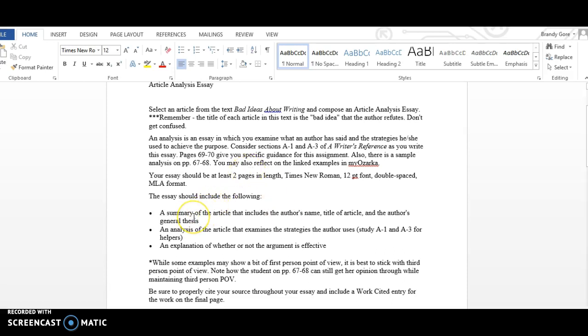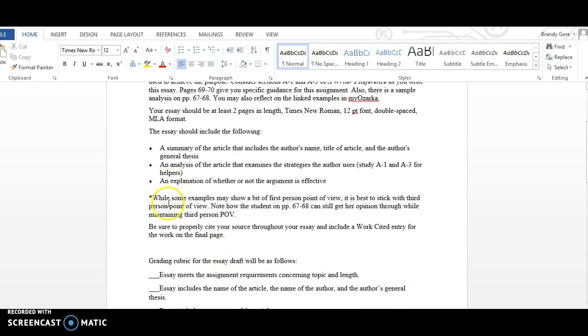So you need some summary because your reader of your essay has not read this article. So you're going to have to provide all the information that is needed for your reader to understand your essay. Then, of course, the analysis is the huge part, right? Because that's what we're doing here. You're looking at how the author gets his or her point across, and you're judging it. That's what you're doing with an analysis. You are judging this article. And then, part of that is also explaining whether or not the argument is effective.